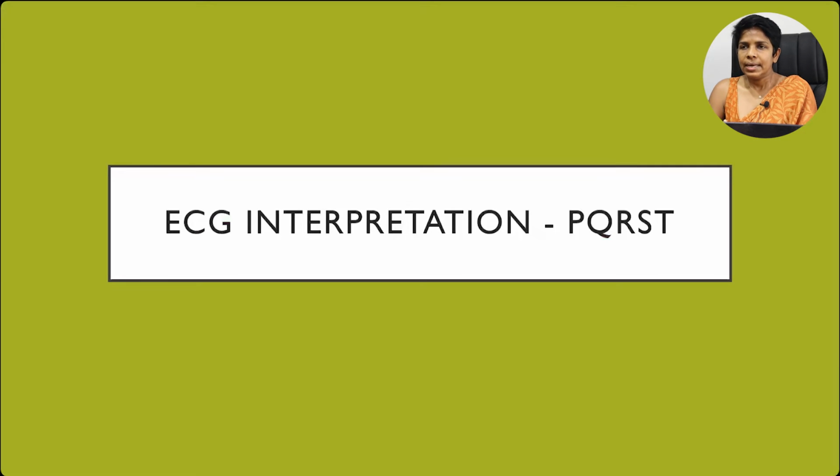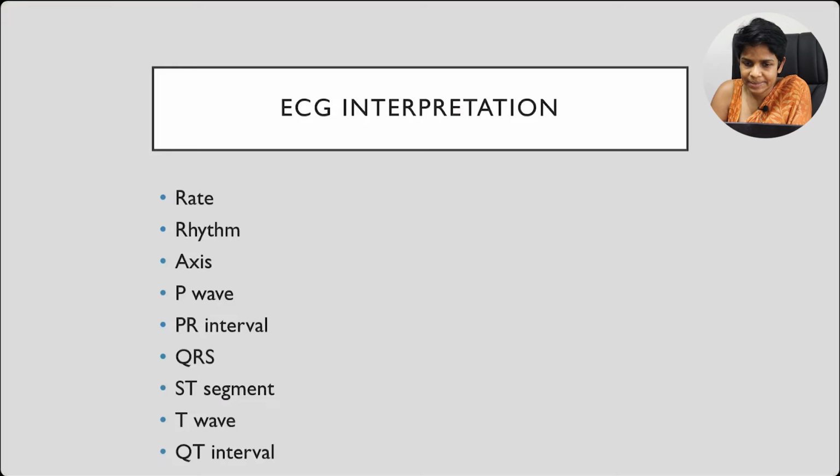So, if we were to interpret an ECG, it is better to follow a pattern, otherwise we might miss things. This again is MBBS stuff. You may remember that we need to go through each one of these steps to not miss anything, starting from rate, rhythm of the ECG, axis, P wave, PR interval, QRS, ST segment, T wave, and QT interval.